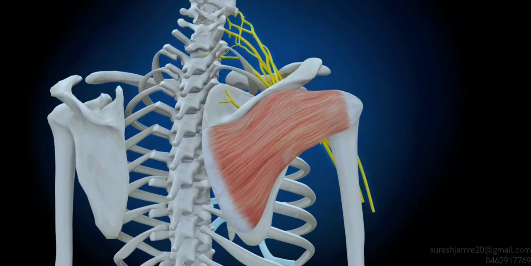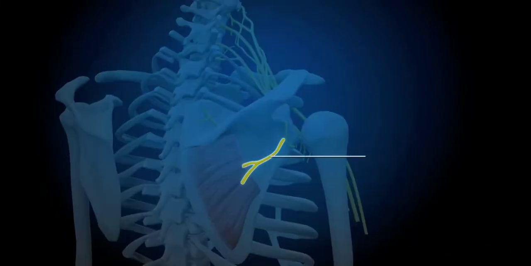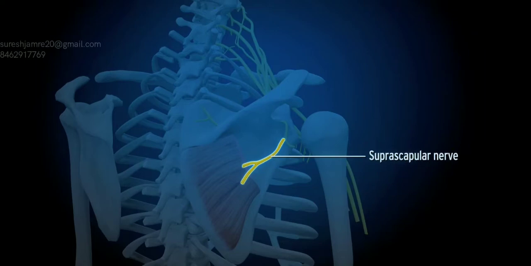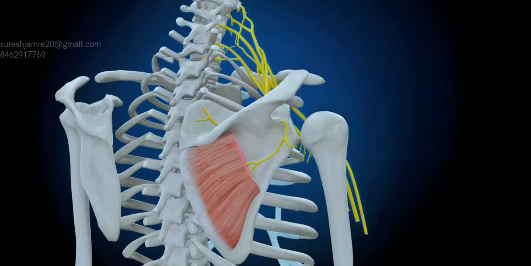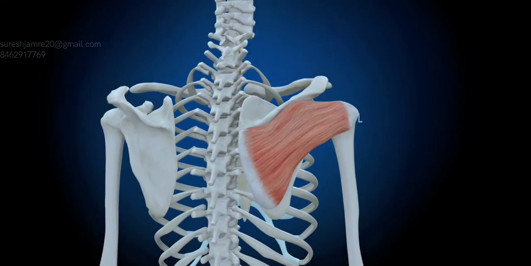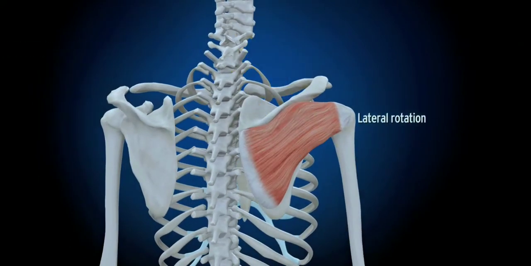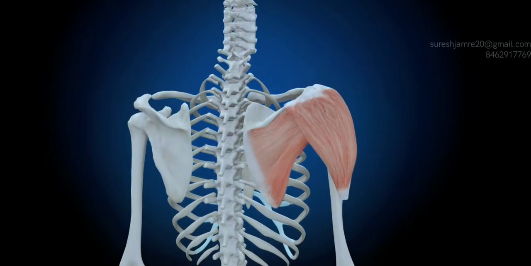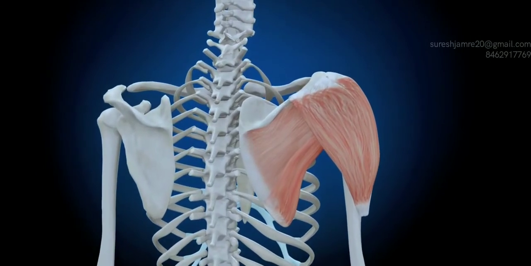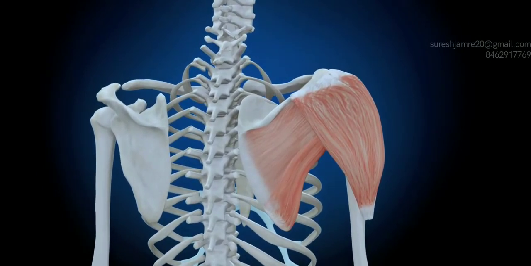Nerve supply: Infraspinatus is supplied by the suprascapular nerve, which has a root value of C5, C6. Actions: lateral rotation of the arm. When the arm is fixed, it abducts the inferior angle of the scapula along with teres minor and the deltoid.